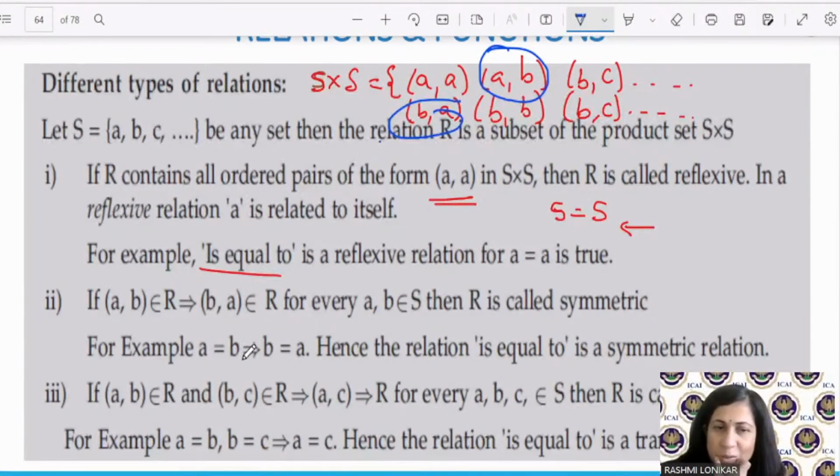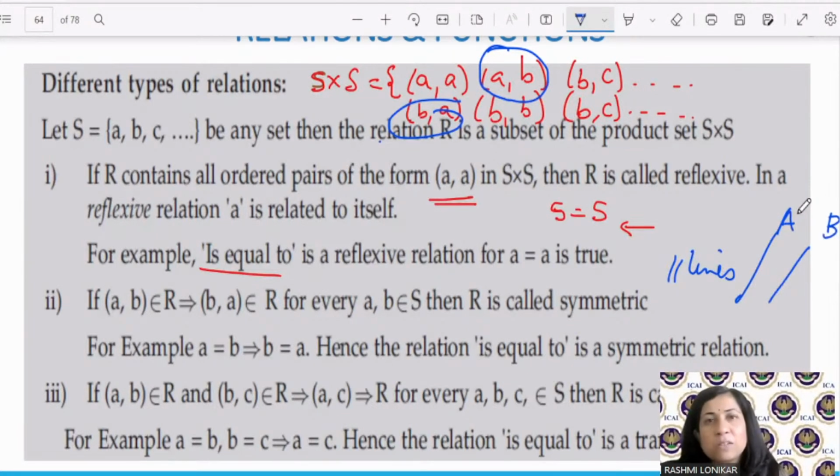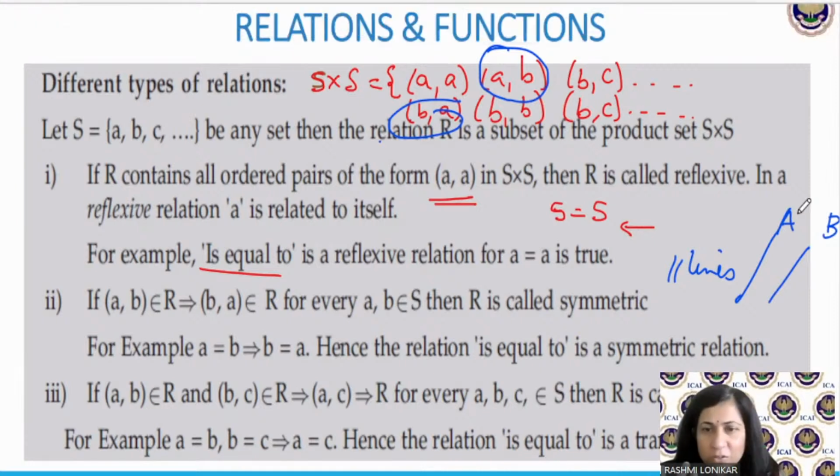So A is equal to B means B is equal to A. Suppose I'm talking of parallel lines. Suppose this line is A and this line is B. If I say A is parallel to B, doesn't it mean that B is also parallel to A? So that is called symmetric.